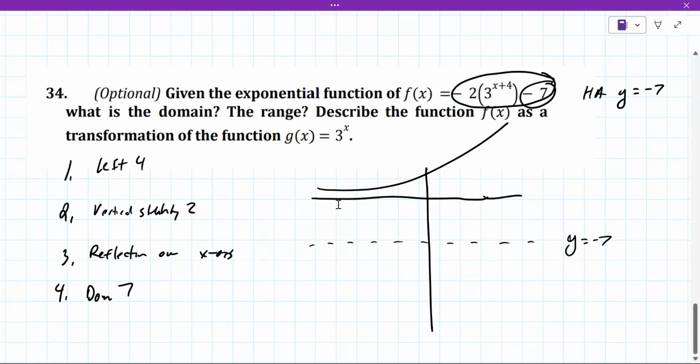That will cause it to flip. That's going to have it flip down. And then the down 7 has it further flip down. So it looks something like this here. And we're only doing that to figure out the domain and range.